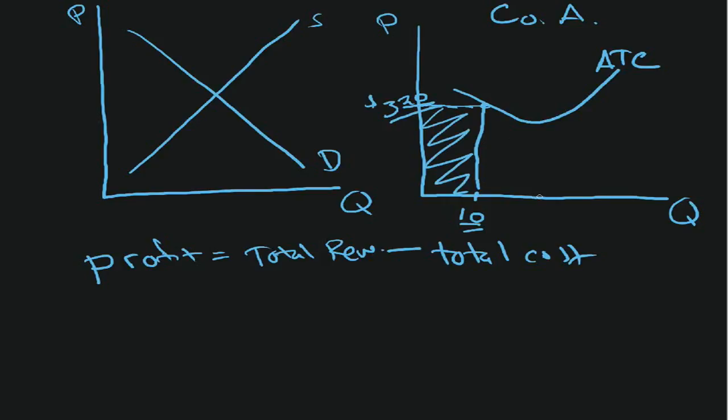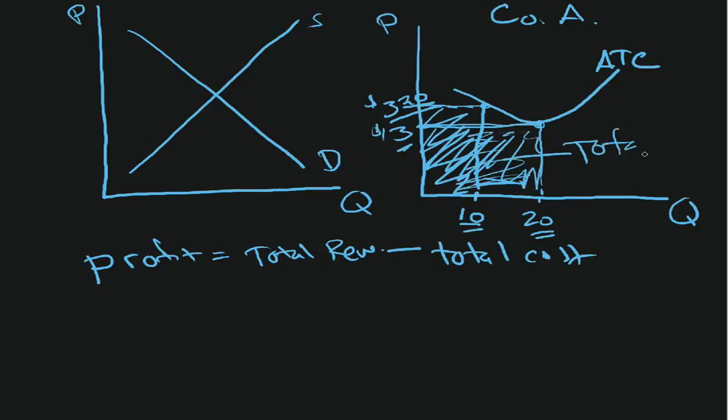Let's come over here and say, how much does it cost to produce 20 units? Well, you find out by, boom, hitting the average total cost line. Looks like that's about $3, and you multiply the quantity times the price, and it's this big rectangle here. So to find out total cost, you have to use the average total cost line, not the marginal cost line.